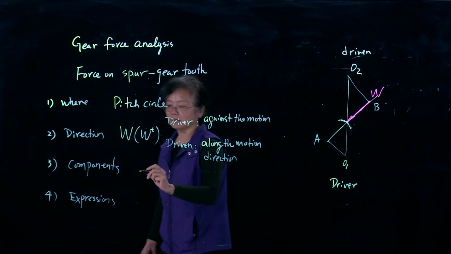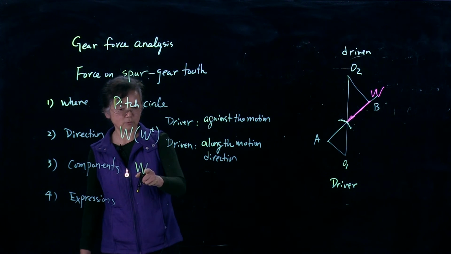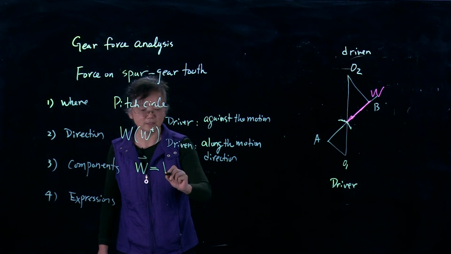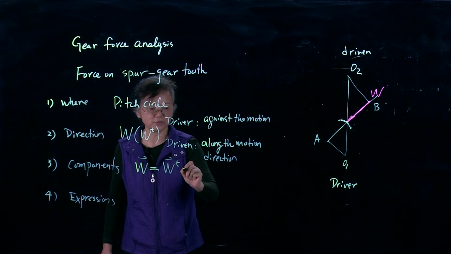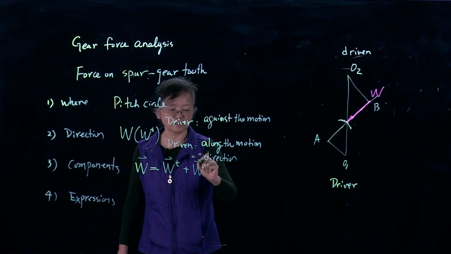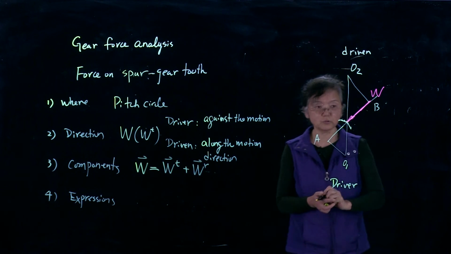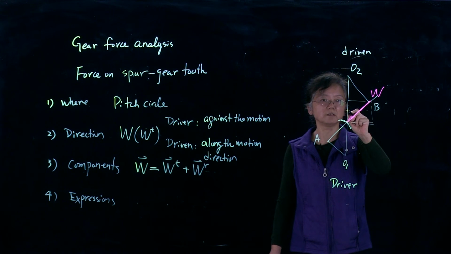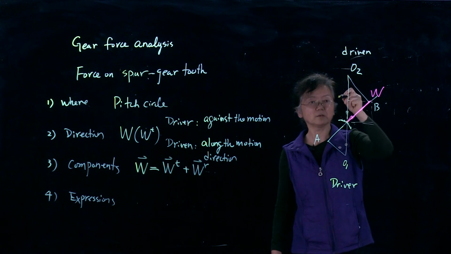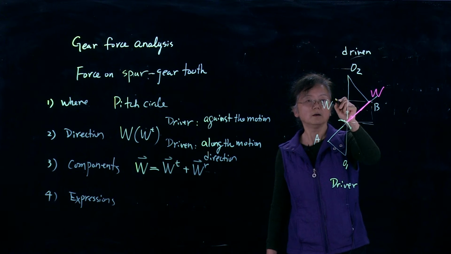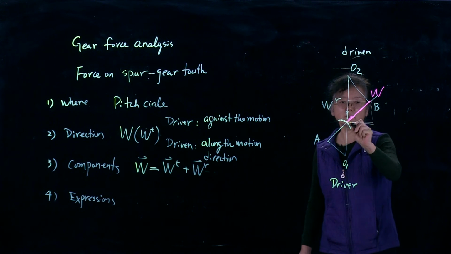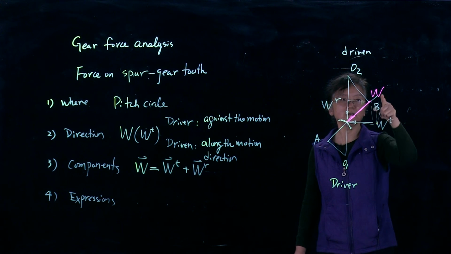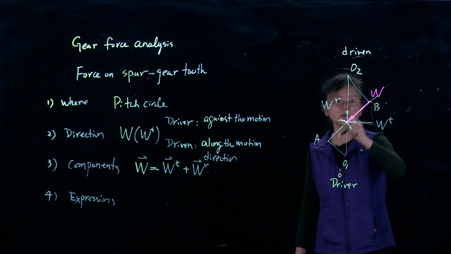We know the normal force can be split into two components. Let me use the vector expression. One is the tangential direction, t for tangential, and the other is the radial direction. So this force is split into two components. This is the radial direction, W_R, and this is W_T. I didn't use the vector notation because here I show the directions already.